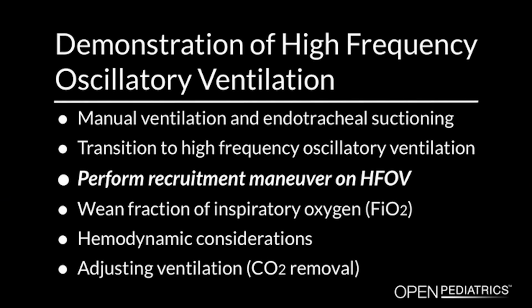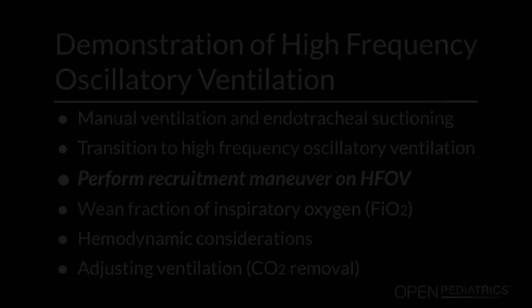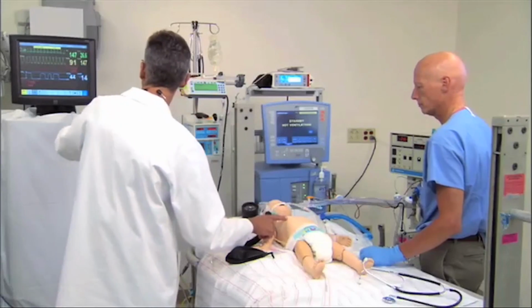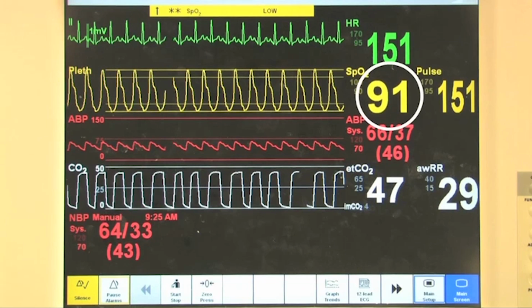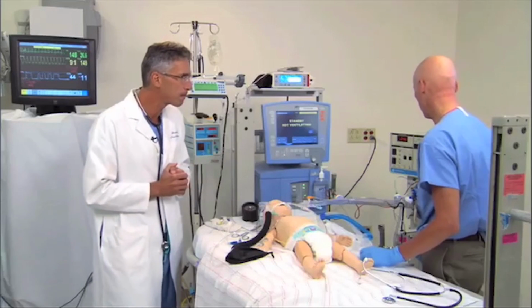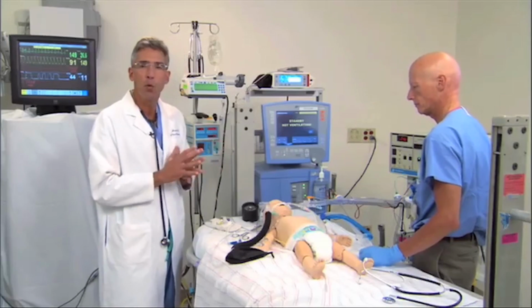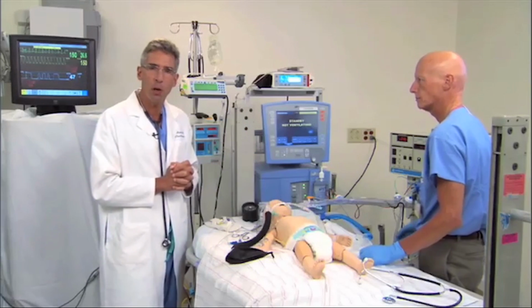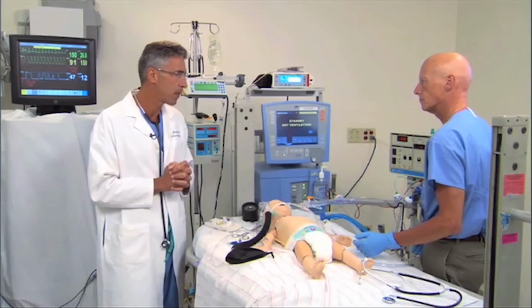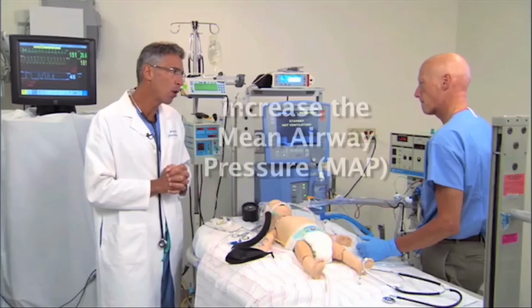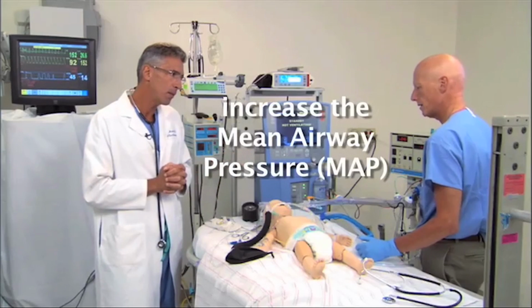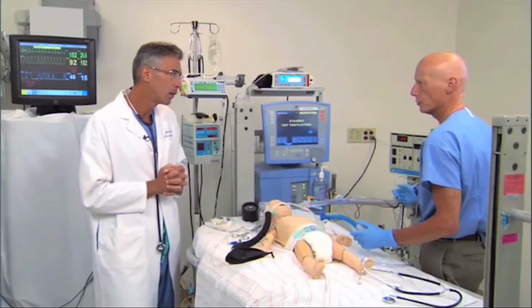Perform recruitment maneuver on HFOV. So let's go back to saturation. We're at 91%. Our FiO2 is still 1. It is. Okay. So again, we've transitioned successfully, but we're still on what we would regard as toxic ventilator settings. So Barry, I think we could probably use some more mean. Your assessment? I agree. I think we should go up on the mean given where the chest film looks like.